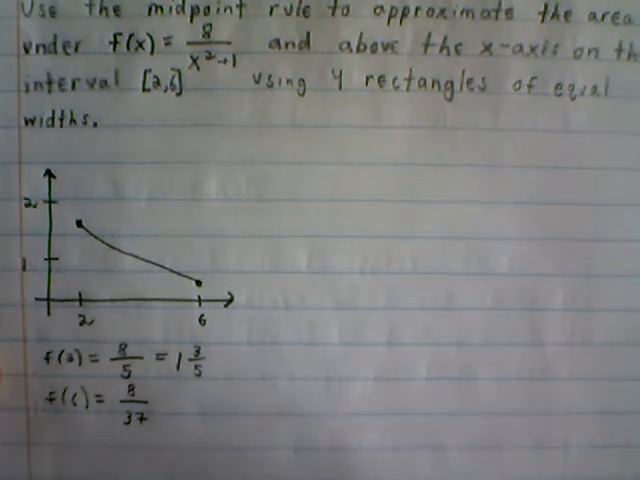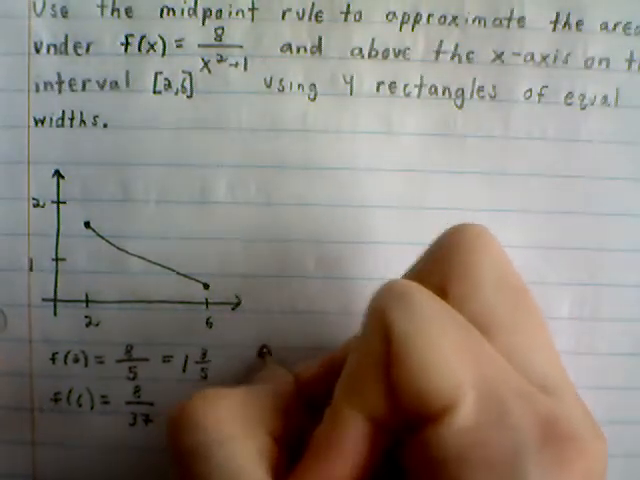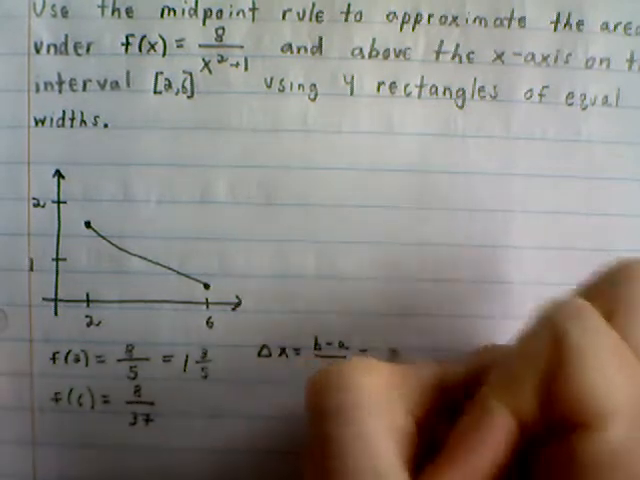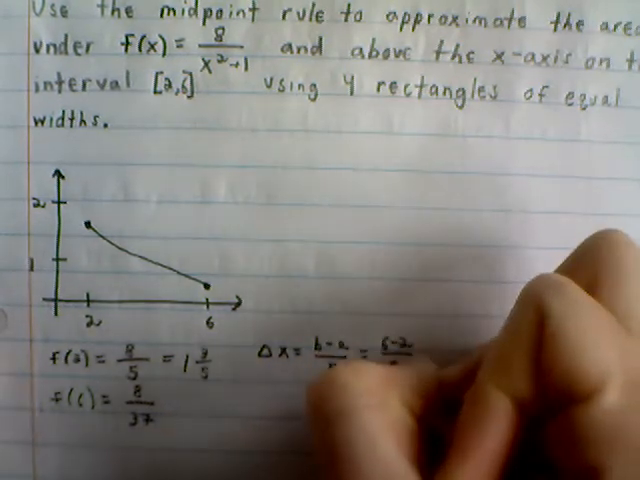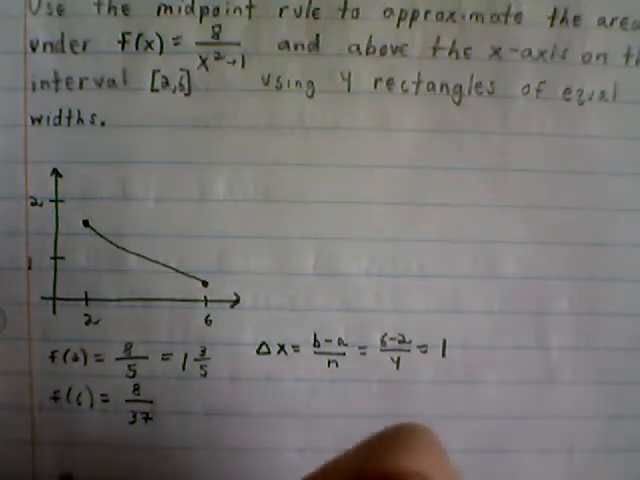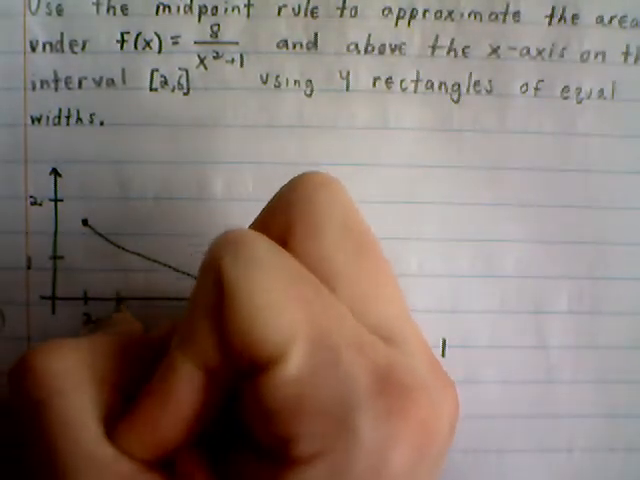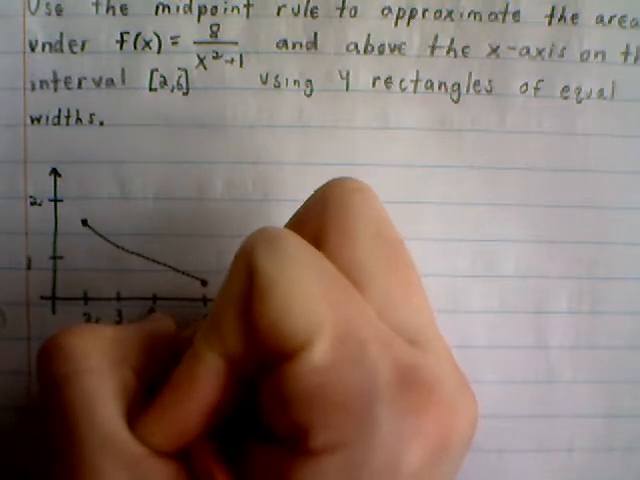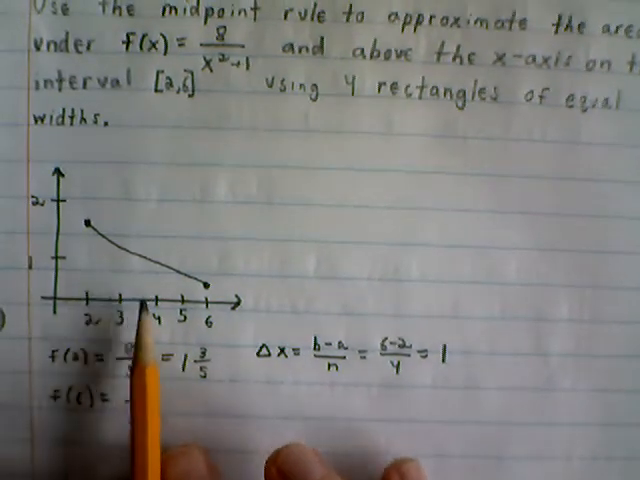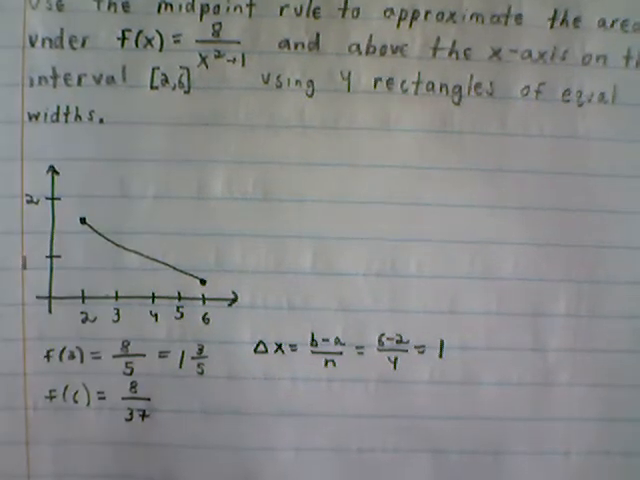All right, we want 4 subintervals. So our delta x is b minus a over n, or 6 minus 2 over 4. So each rectangle should have width 1. So I'm going to have 3, 4, and 5. So then now I can see I have 1, 2, 3, 4 subintervals.